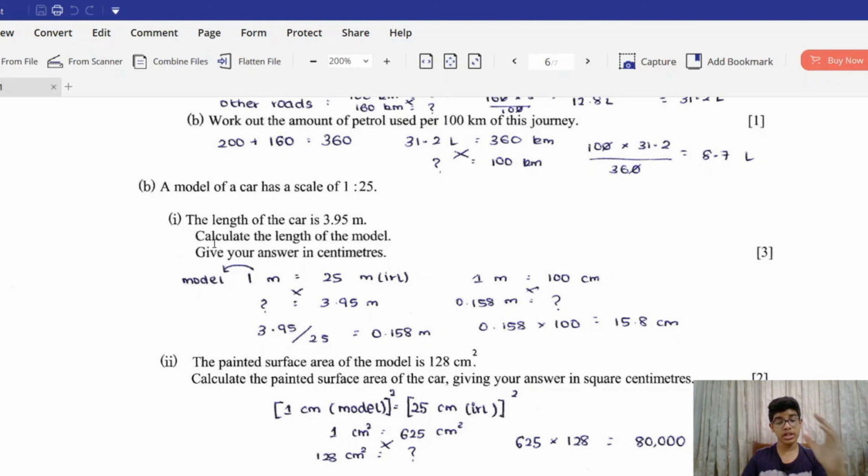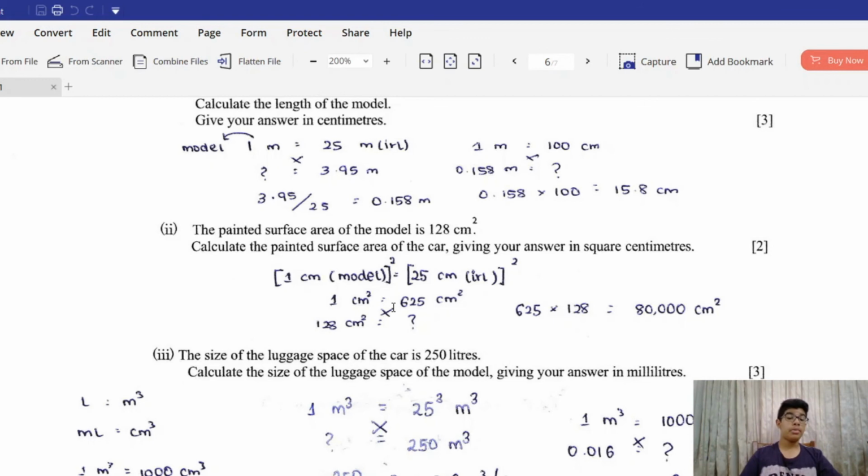Now look, this is a scale where everything is the same unit. So 1 meter on the model is 25 meters in real life. So how many meters, the question mark, is equal to 3.95 meters? Cross multiply. So 3.95 times 1 over 25, and we get that it is 0.158 meters. Now they want the answer in centimeters. So 1 meter is 100 centimeters. How many centimeters is 0.158 meters? Cross multiply, so 0.158 times 100, and we get that the answer in centimeters is 15.8 centimeters.